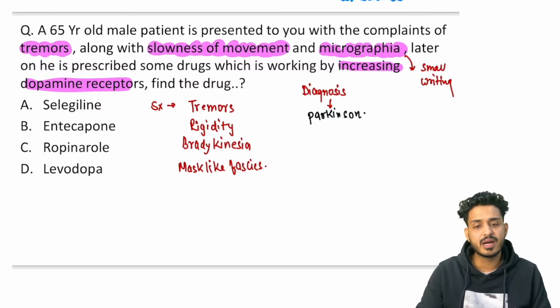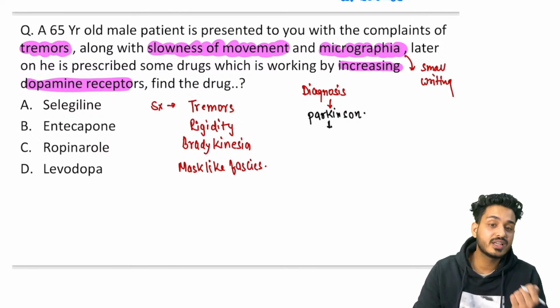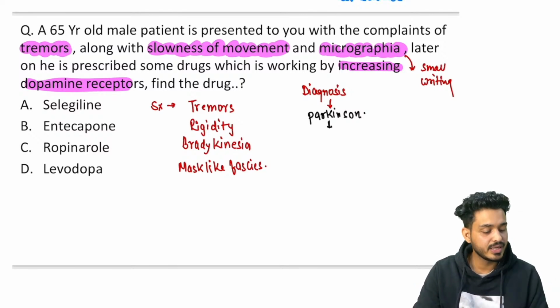What will happen in Parkinson disease? Remember, I have told you in psychiatry also, we are having decrease in the dopamine receptor. In which pathway?